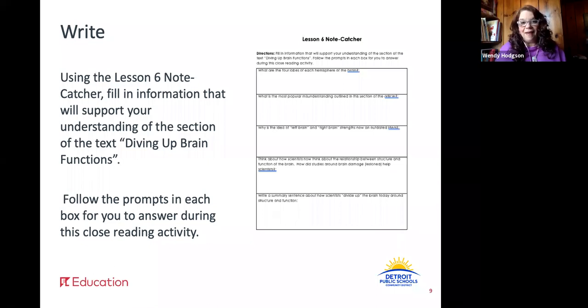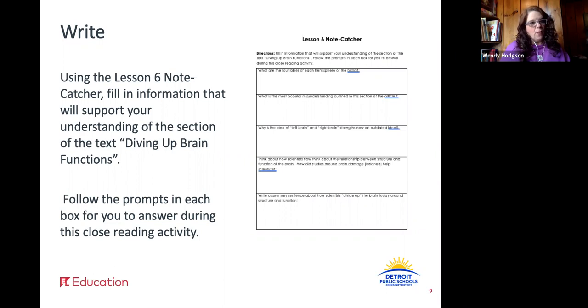Fantastic. Welcome back. So we're going to move on to the write portion, how we are going to write about our learning today of the lesson. So you'll need your lesson 6 note catcher, and it's going to look a little different today. So you're going to fill in information that will support your understanding from the section only that we read today.